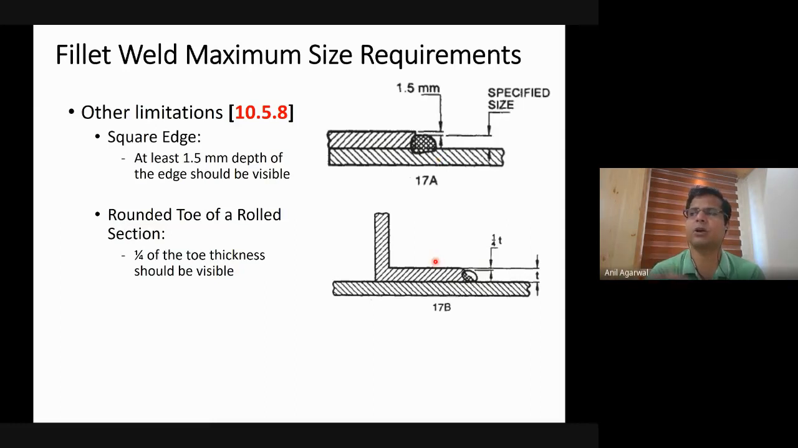So now the previous requirement was that the weld should be at least of this size or bigger. Here it is saying the weld should be at this size or smaller, so that at least this much part is exposed, and you have to meet those requirements properly.